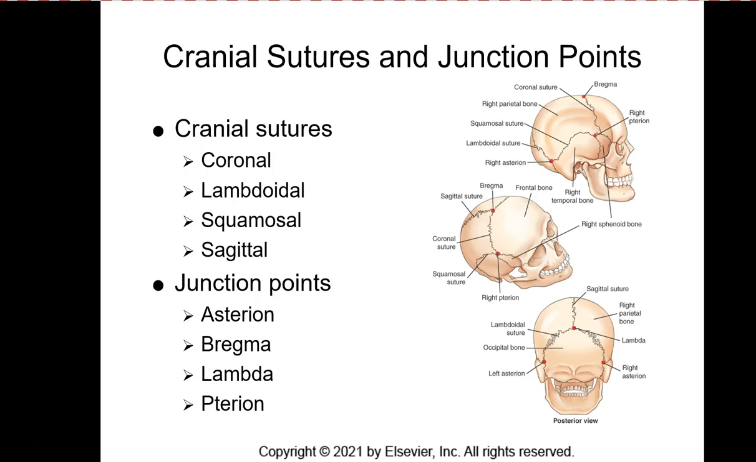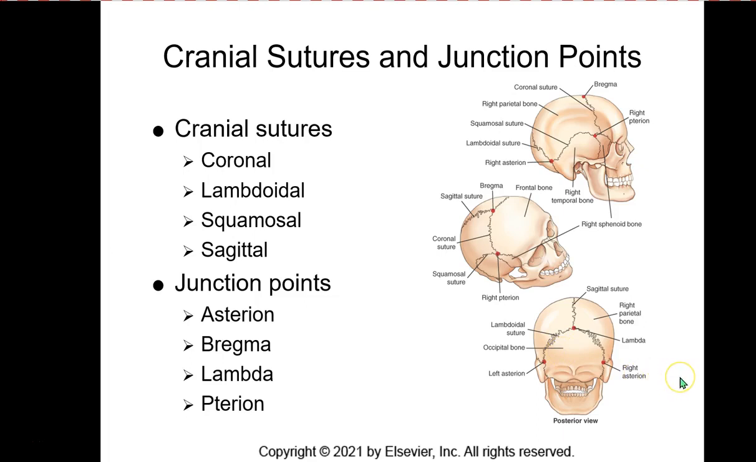The coronal suture separates the frontal bone from the two parietals. So here is the coronal suture. Separates the frontal from the parietals. The lambdoidal suture separates the two parietals from the occipital. So here is the lambdoidal suture, again separates parietals from occipital.